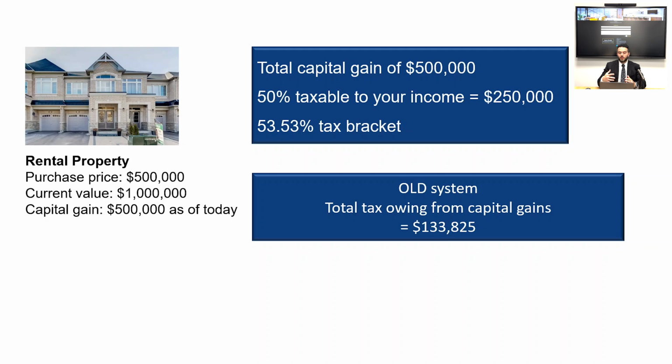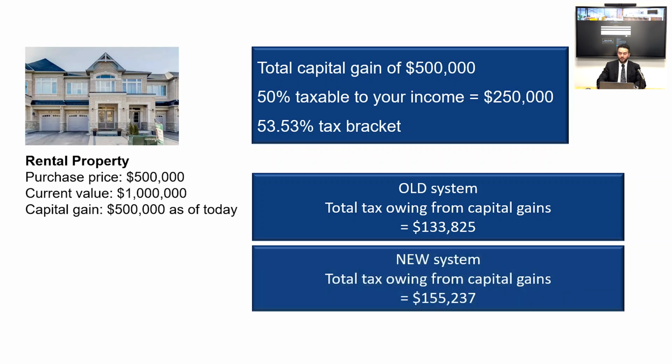This is just for simple transactional purposes. You purchased the property for $500,000 and sold it for $1 million. Another thing to consider is there's a threshold of $250,000. So if the capital gain is $250,000 or less, it still follows the old system of a 50% inclusion. Anything over and above the $250,000 is now going to be taxed at 66%.